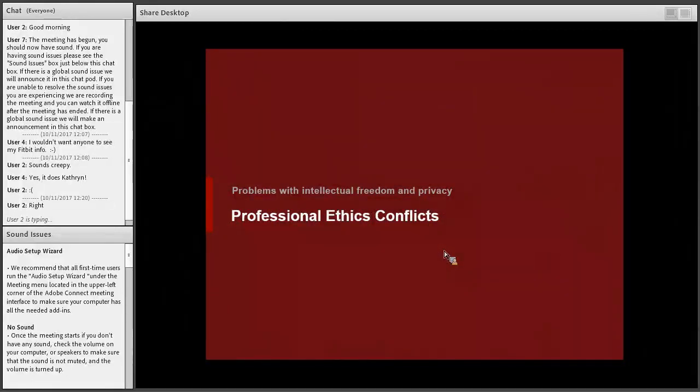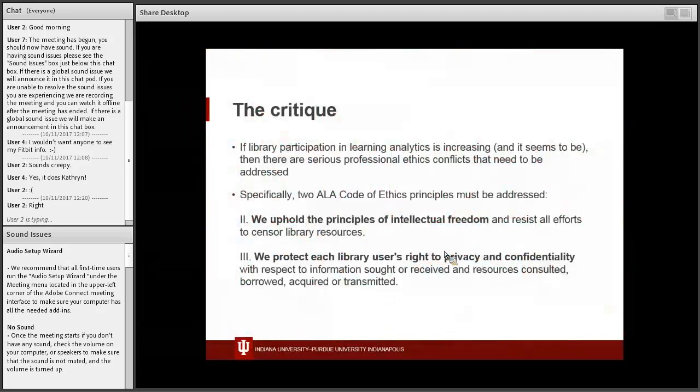So in the remaining time, I do want to talk about some ethical conflicts. I'm sure some of you are already thinking about these. In the ALA Code of Ethics, there are two principles that I think conflict with learning analytics participation. First, we uphold the principles of intellectual freedom and resist all efforts to censor library resources. And second, we protect each library user's right to privacy and confidentiality.